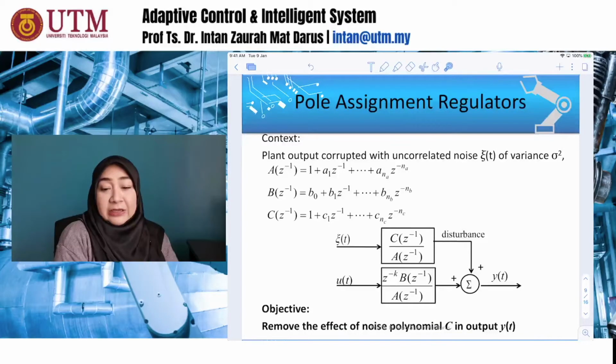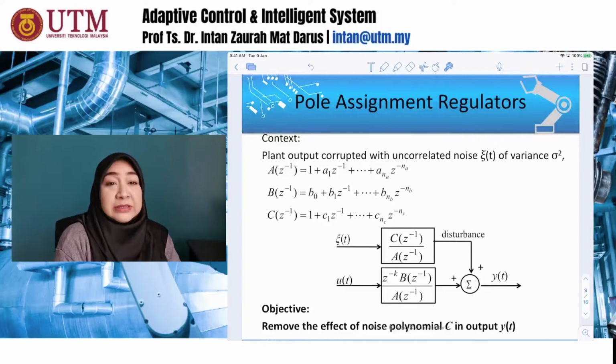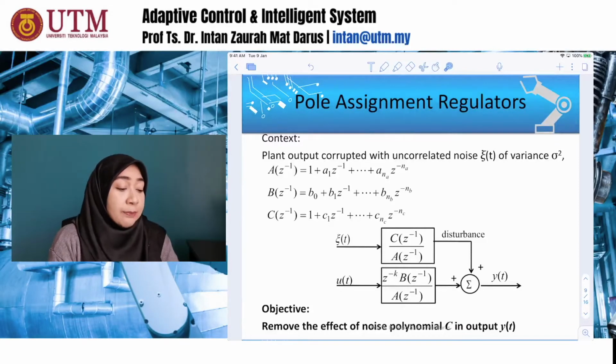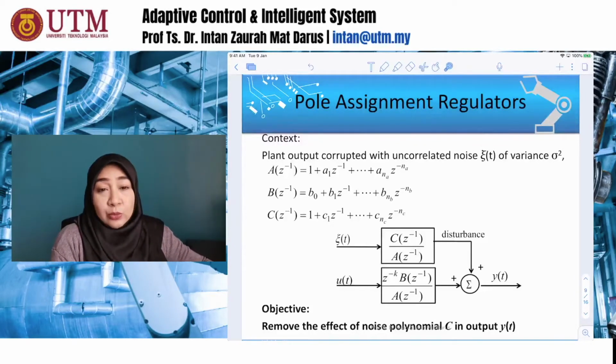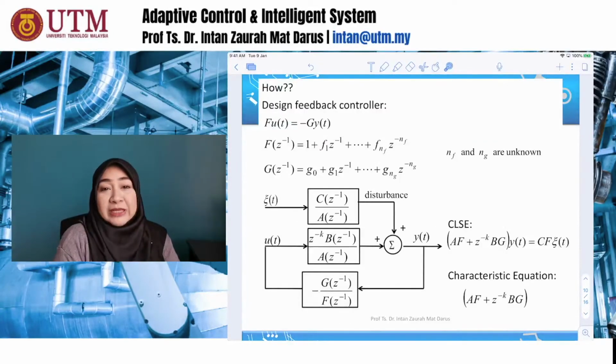This is a plant with an output correlated with noise, and this is uncorrelated noise zeta. The plant has a transfer function of z^-k B over A polynomial, and it has a disturbance, an uncorrelated noise zeta with the polynomial C over A. Let's look at how we can design a controller with the objective of removing the noise polynomial C in the output of this system. Having that objective, how can we do that?